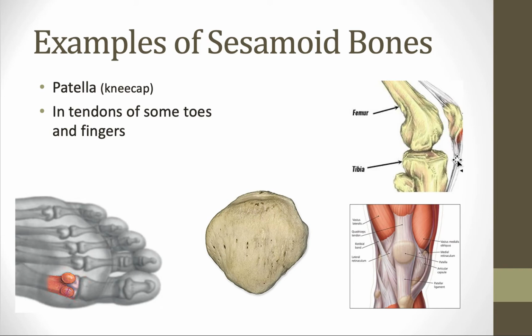You also have sesamoid bones at the base of your big toe and the base of your thumb. You don't really notice them unless they get injured. So they can either get inflamed or they can crack. So you can see here that's a fractured sesamoid bone.